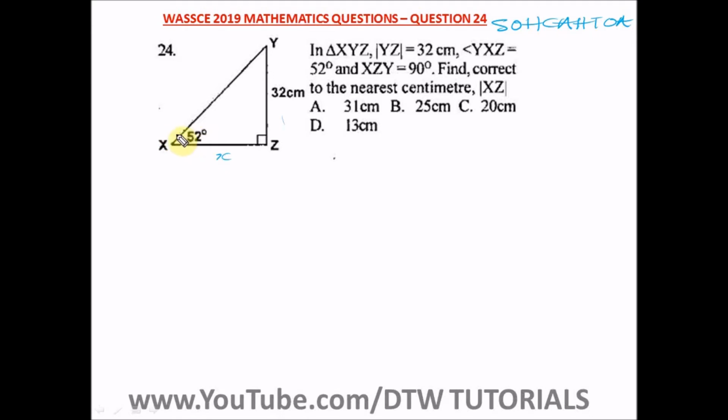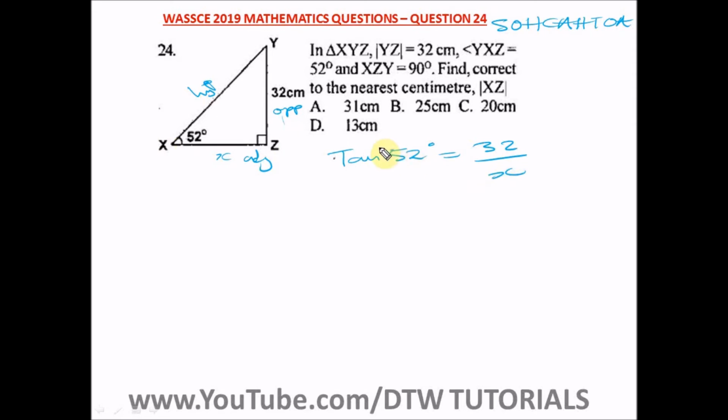From here we know one side and we're looking for the unknown side, and we know one angle. Considering this angle here, this will be our opposite, this will be our adjacent, and this will be our hypotenuse. Considering our opposite and adjacent, which is our tan, we have tan 52 degrees equal to our opposite, 32, divided by our unknown side, X. So from here we can find X.